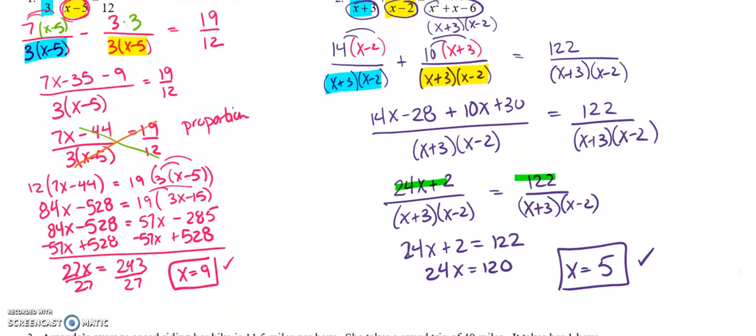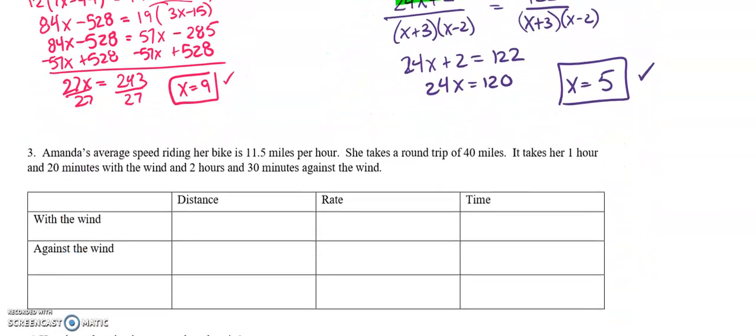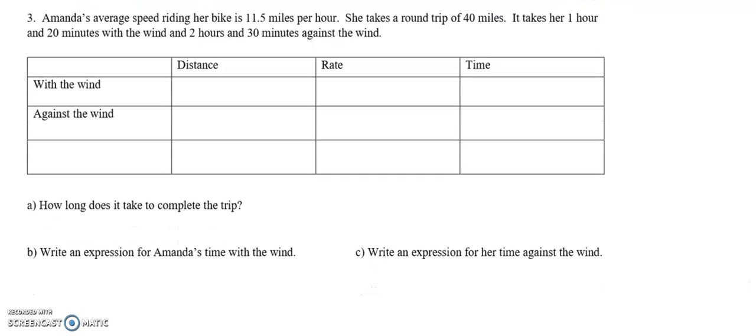Okay, we can also do some word problems with this. Have a nice little chart here ready to go for our information. Hopefully remember that distance is equal to rate times time. Amanda's average speed riding her bike is 11.5 miles per hour. She takes a round trip of 20 miles. It takes her an hour and 20 minutes with the wind and 2 hours and 30 minutes against the wind. And we're going to have to answer some questions.